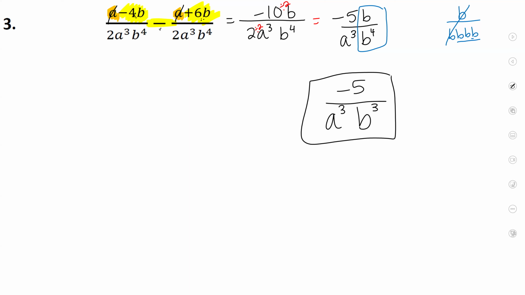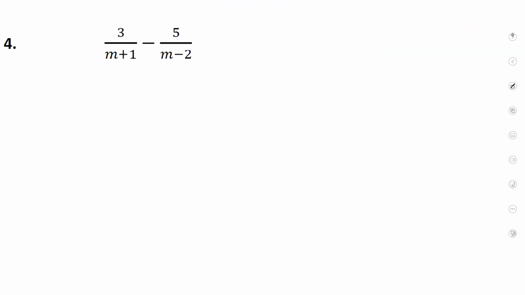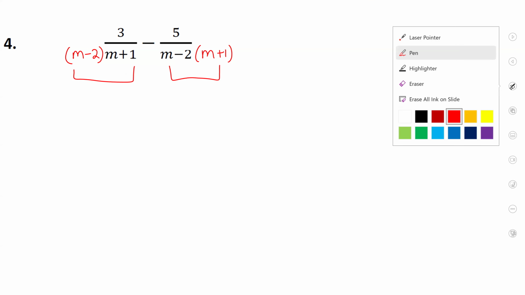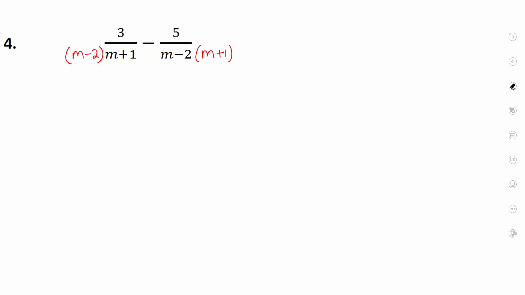All right, next problem. Are these denominators the same? No, so we cannot subtract just yet. I'm going to put an m minus 2 here and an m plus 1 here. Now do those look the same? Yep, this looks exactly like this. Okay, whatever you do to the bottom, you must do to the top. So since I put an m minus 2 in the denominator, you also need to put an m minus 2 in the numerator.